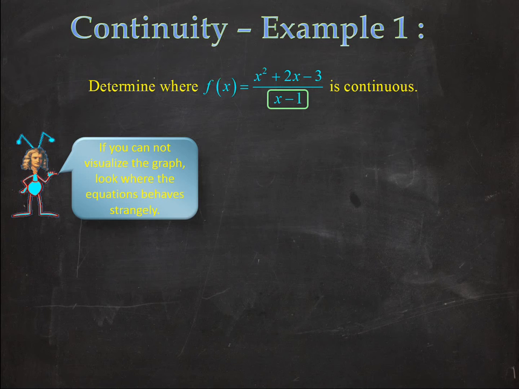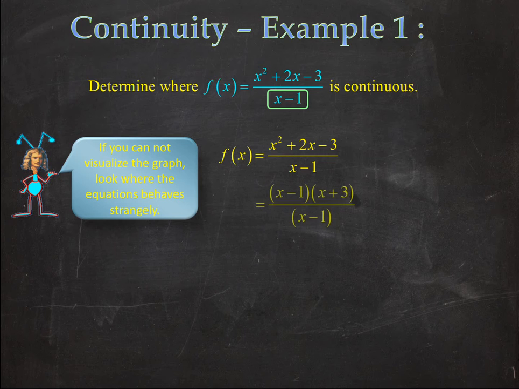Now, one of the things we have to do is to recognize, is this the only point of interest? The way to do that is to examine the function x squared plus 2x minus 3 over x minus 1, and we'll see if we can do any factoring. And my numerator factors out to x minus 1 times x plus 3. Therefore, my x minus 1 in the numerator and denominator cancels out.